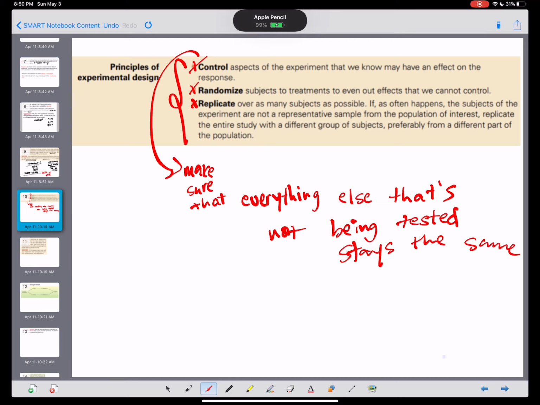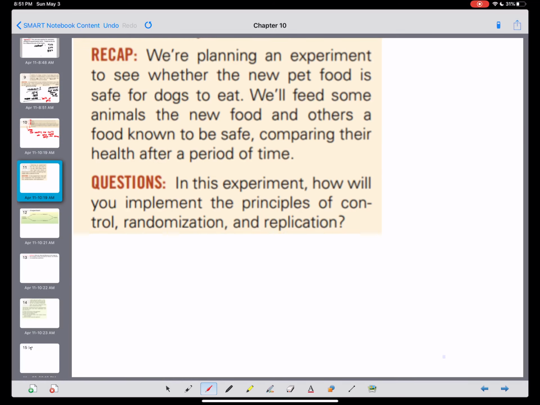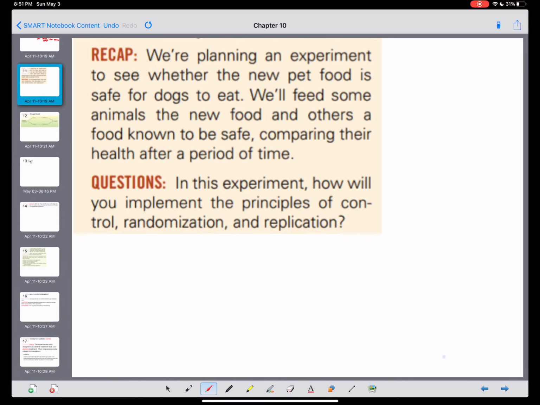So kind of in this last example with the dog food that we're talking about, we'll talk in the next section because I think the next problem actually takes care of it. Yeah, let's talk about this slide right here. We're planning an experiment, and then we'll feed some animals the new food, and then we'll feed some animals food known to be safe, right? That's what we kind of talked about. Those are our two treatments: the new food, and this food that we know to be safe. How will you implement the principles of control?